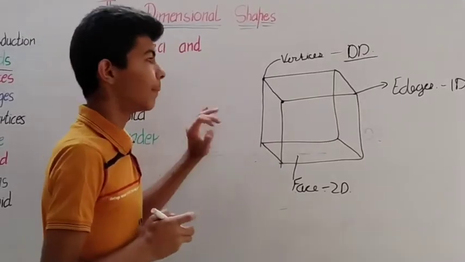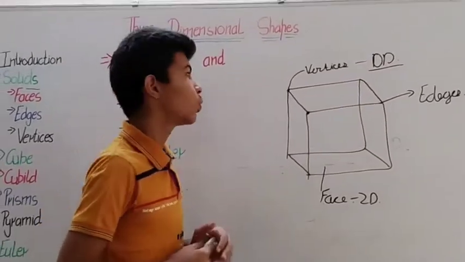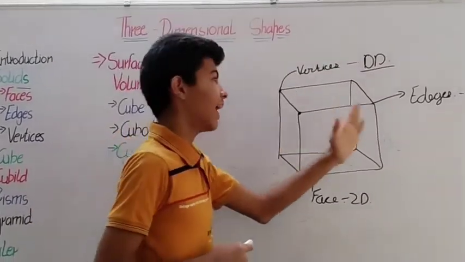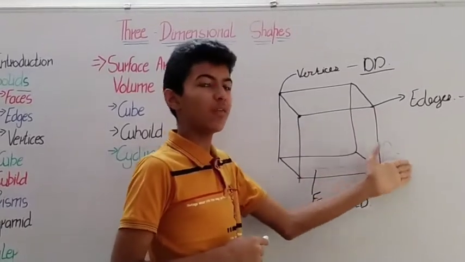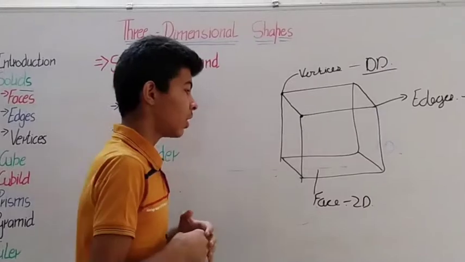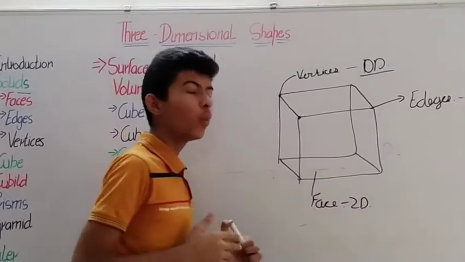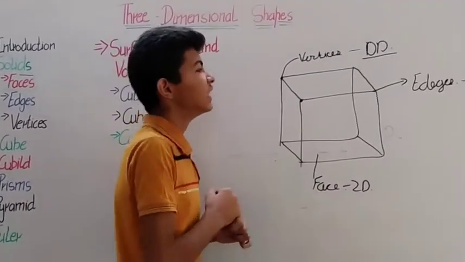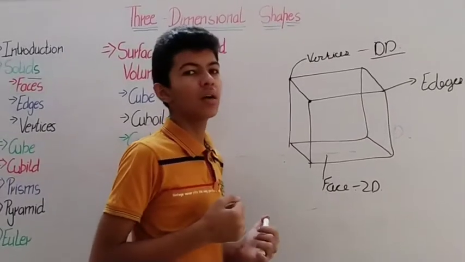So these are the components of the solid shapes. So what is 0D? Edges is 1D, that is made from the lines, and the faces is 2D. So how can we know where is the vertex, where is the edge and where is the face?